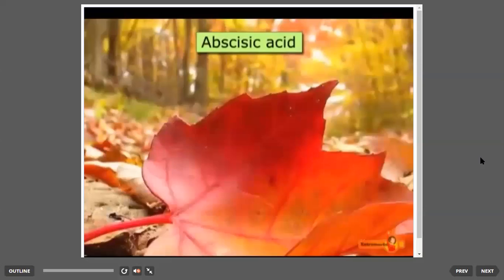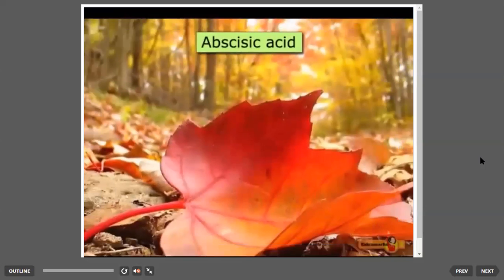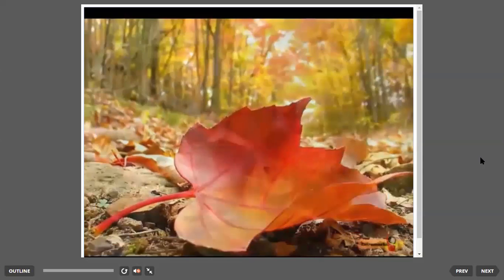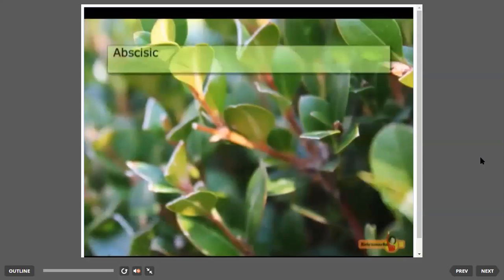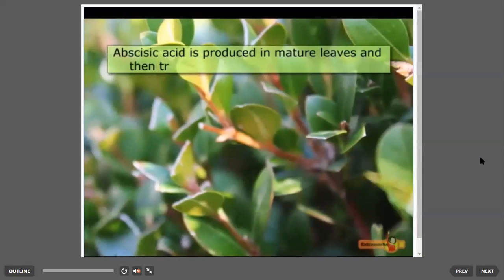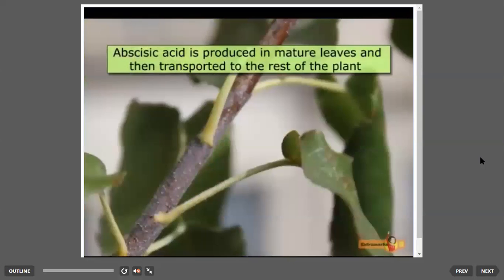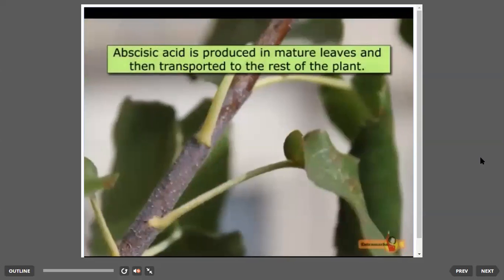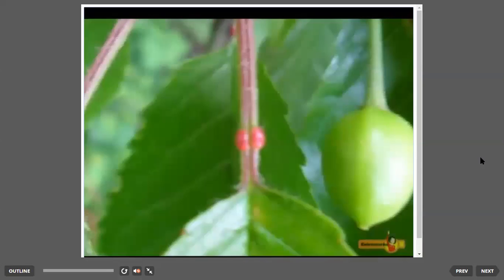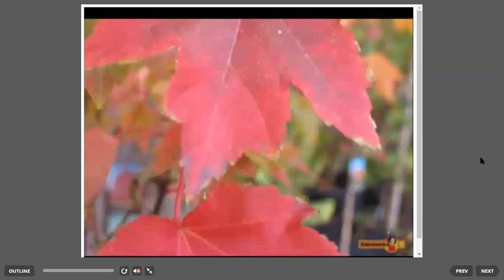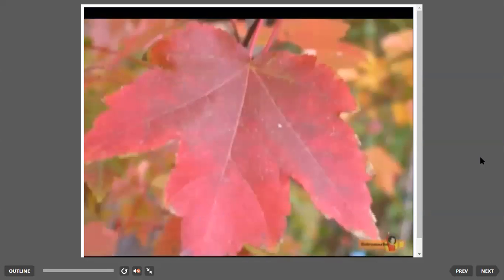Abscisic acid derives its name from abscission. This hormone is produced in mature leaves and then transported to the rest of the plant. It initiates and maintains the abscission process in plants. It is also known as the aging hormone.